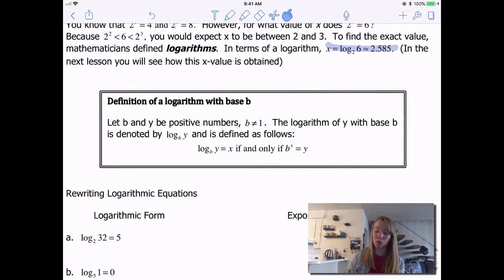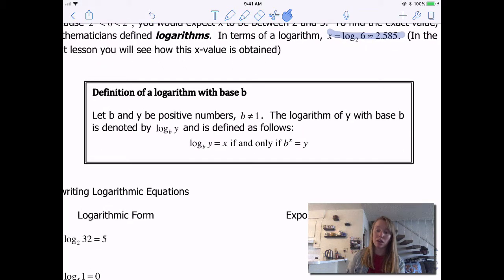and b not equal to 1. So b could be 2, 3, 4, 5, any of the numbers in between. The logarithm of y with base b is denoted log base b of y, and it's defined this way. Log base b of y equals x if and only if b to the x equals y.